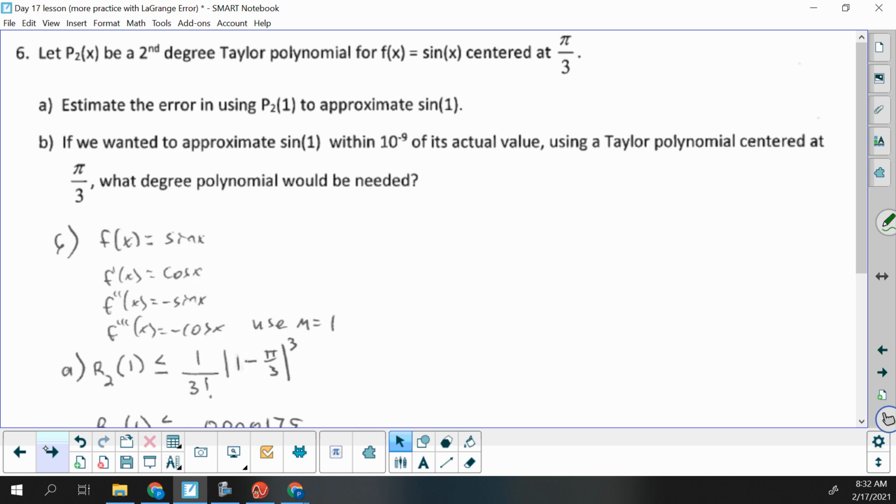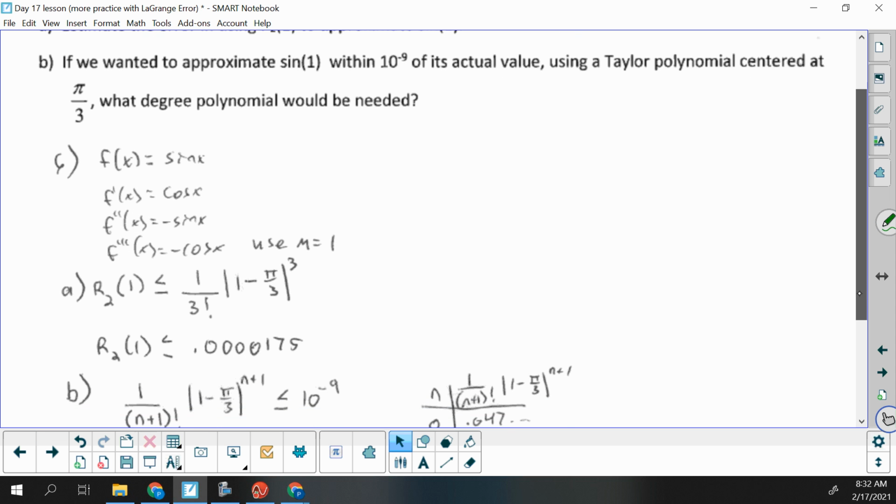So second degree for sine centered at pi over 3. To estimate our error, we know that our M we always use for a plain old sine or cos is 1. We're doing sine of 1, so we'll have 1 minus our center, so 1 minus pi over 3 raised to our next power of 3 over our next factorial of 3 factorial. When we do that, we get that 0.0000175 number.